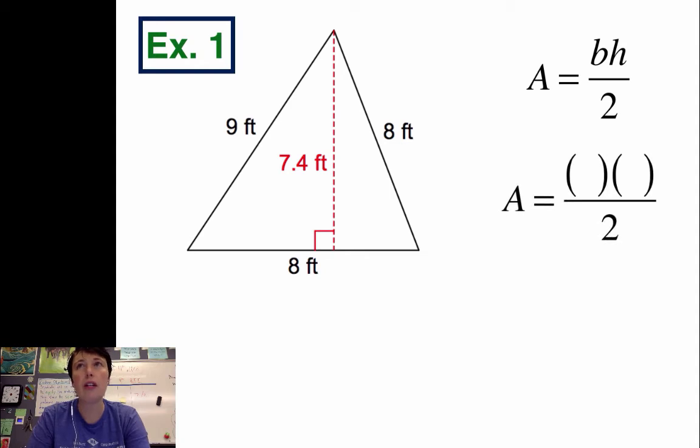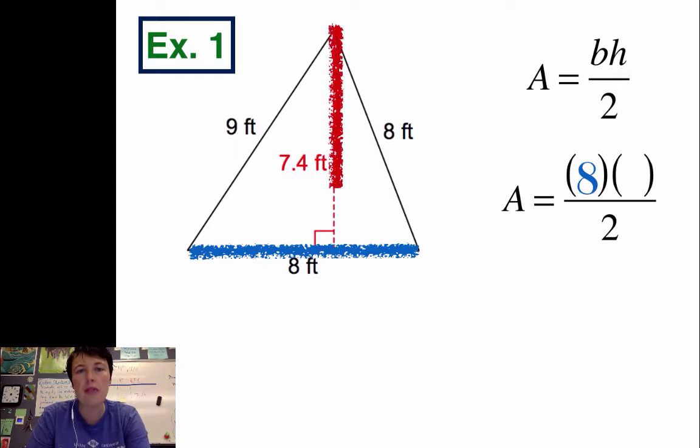So here we go. We're going to do base times height. Where's the base? Well, the base would be at the bottom in this case. Looks like it measures 8 feet. Where's the height? Well, the height is wherever that 90-degree angle is. So this time it's the red dotted line, and it's 7.4 feet. There's my base and height. I don't need the other numbers in this picture. I only need those two.